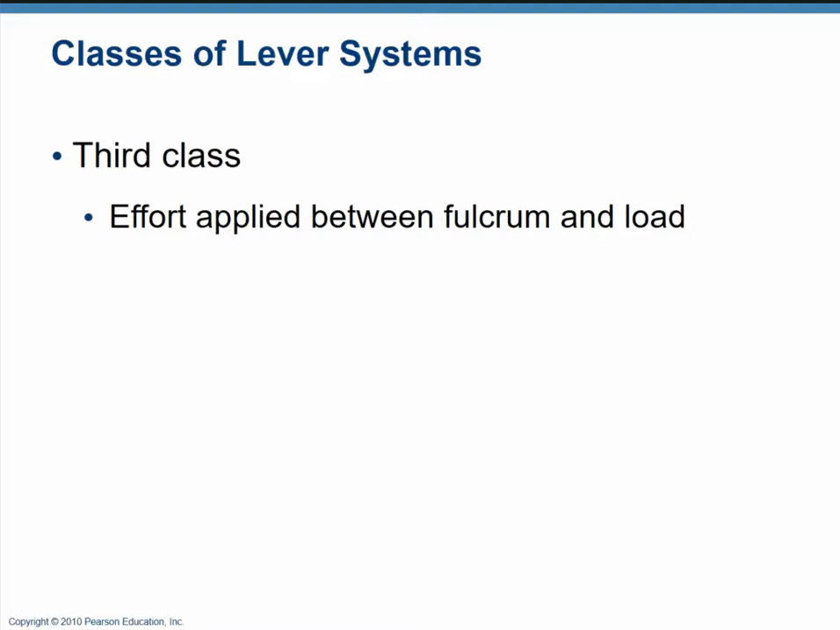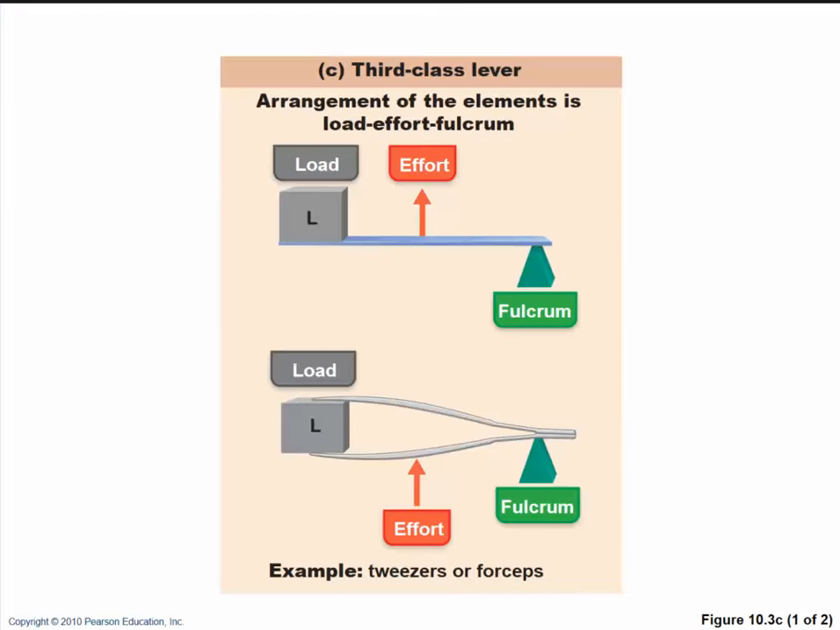The third-class lever, the effort is between the fulcrum and load. So this is a pair of tongs or tweezers. It looks like this. This is chopsticks. And so the fulcrum is back here, effort is applied between, and the load is out here. What you get is a lot of movement out here for very little movement in the effort. However, you can't create as much force out here.